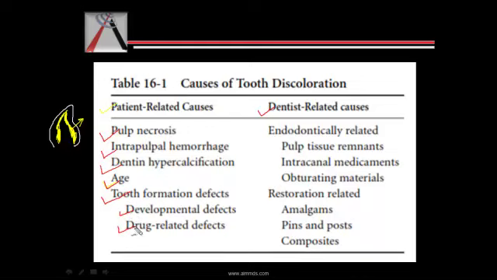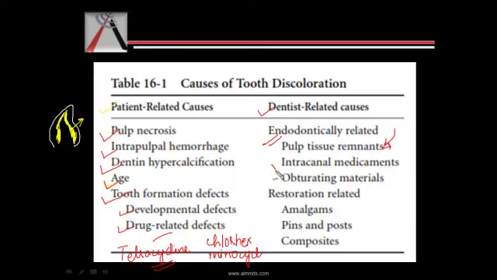We have some drug-related staining, in that we have some drugs that result in extrinsic staining such as chlorhexidine and minocycline, while we have some other drugs which cause intrinsic staining such as tetracycline. We have seen all these drugs and the details in our previous video. Under the dentist-related causes, we have the endodontically related causes, wherein if the dentist leaves behind the pulp tissue remnants because of improper debridement, this remnant may disintegrate and result in discoloration.